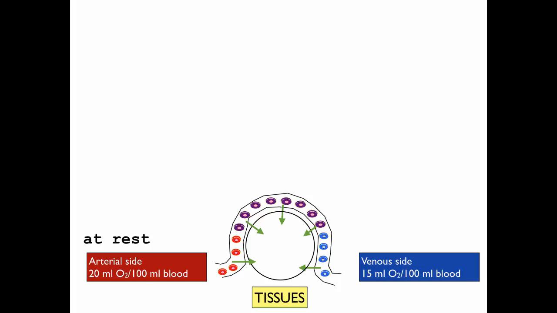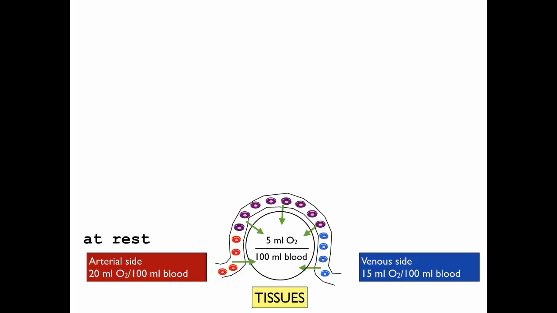So the AVO2 difference, the difference between the arterial and the venous side, is 5. And this represents how much oxygen is extracted by the tissue. So 5 mils of oxygen per 100 mils of blood has been delivered to the tissue.